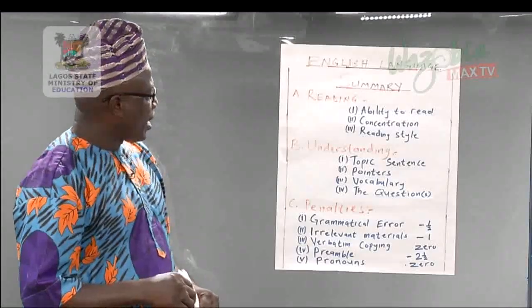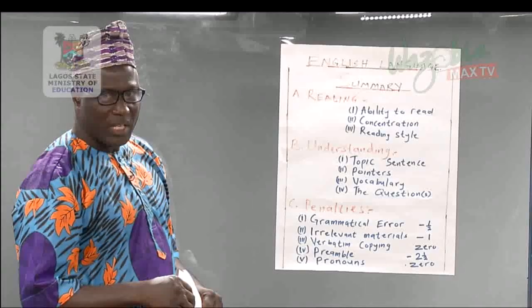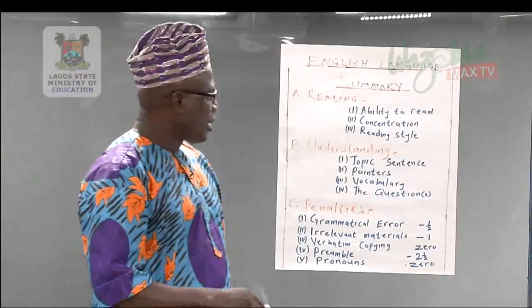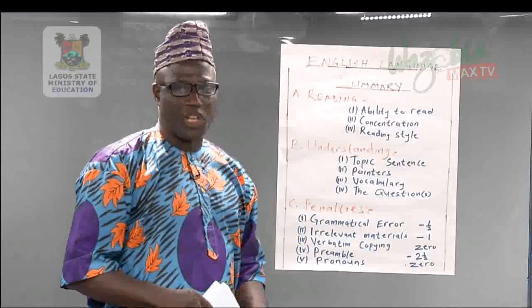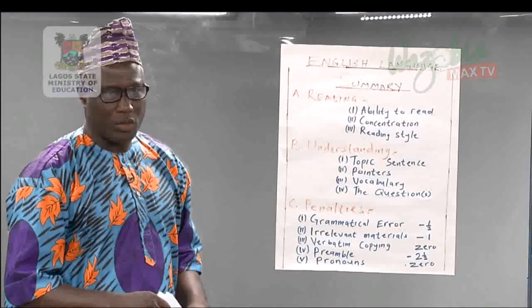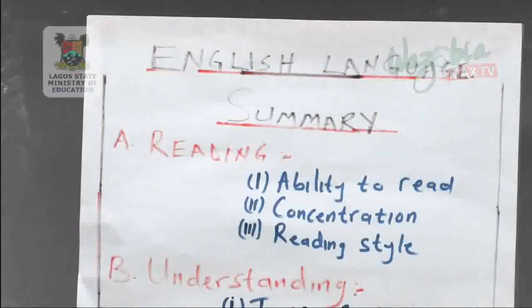If you look at the board clearly, you realize that I have 3 aspects in reading. The first one says ability to read. In examination, every candidate must have the ability to read. Your inability to read is not an excuse in summary and even in comprehension. Therefore, I expect that every candidate that is preparing for the forthcoming examination should be able to read the summary passage fairly enough.